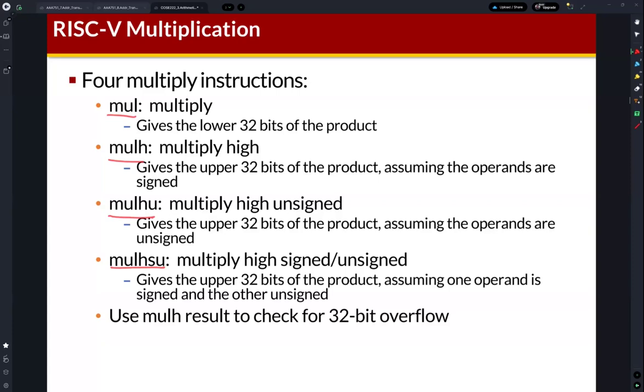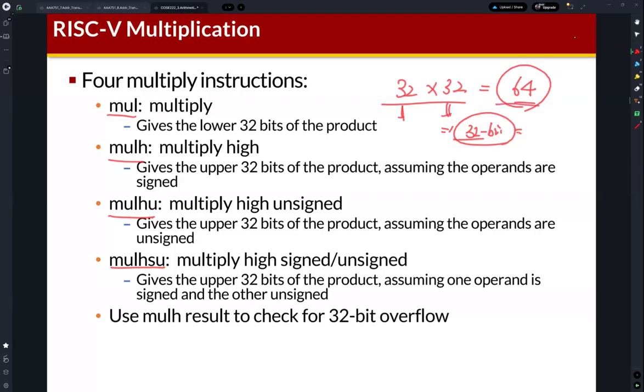The problem is that if we perform a 32-bit multiplied by 32-bit, then a 64-bit product will be generated. But we can store only 32-bit data to a register. If the number is very large, then a result of more than 32 bits will be generated, so we need to keep the upper bits of the result.